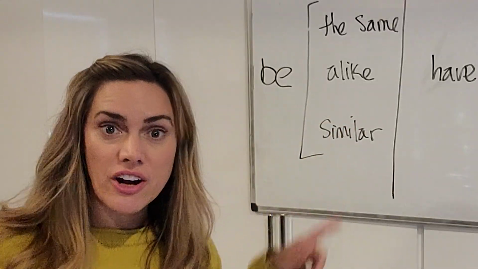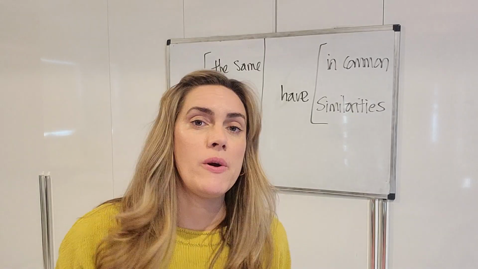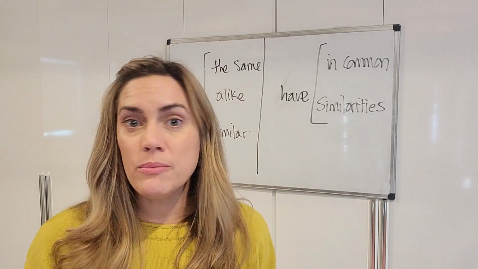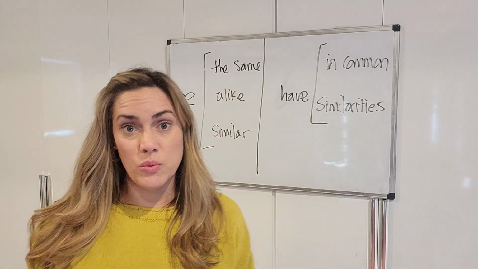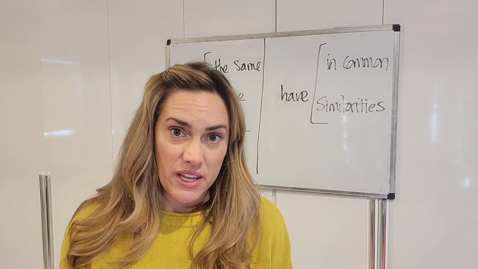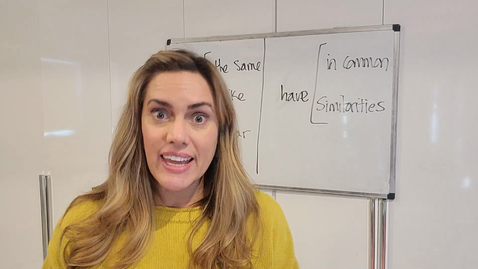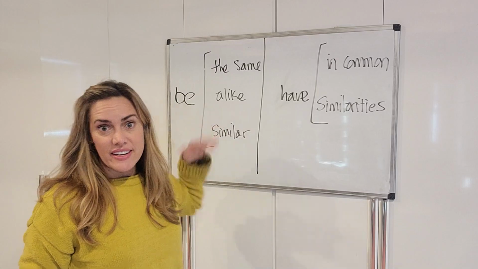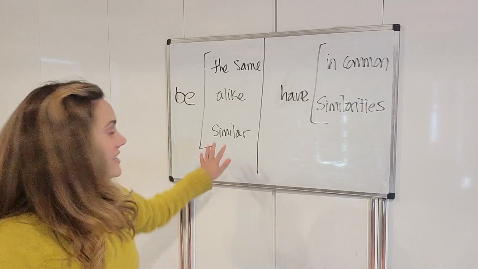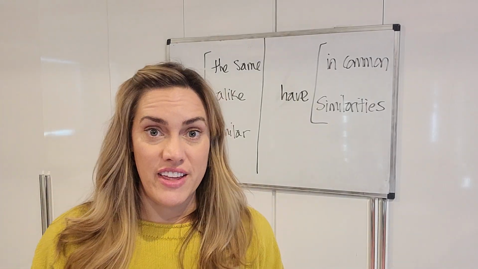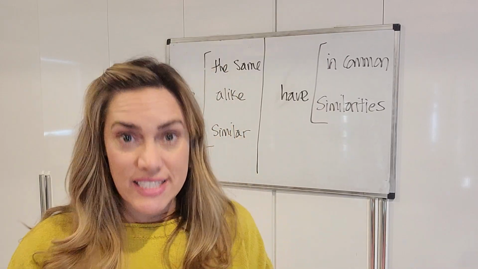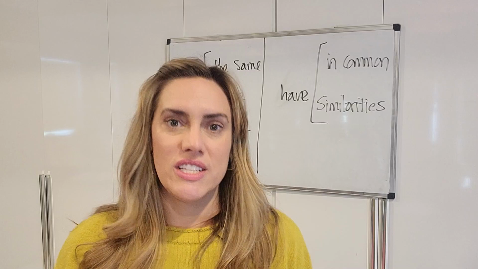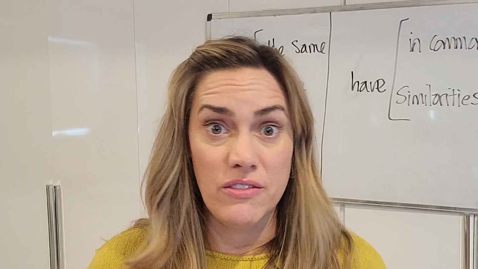Alike and similar are actually adjectives, and remember, adjectives are words that describe people, places, things, nouns, right? So when we use adjectives, we almost always use the be verb or any type of linking verb. So alike. My sister and I are alike. That means we are similar. We have a lot of things in common. So to use alike and similar, which are adjectives, we want to use be verb, be before adjectives.